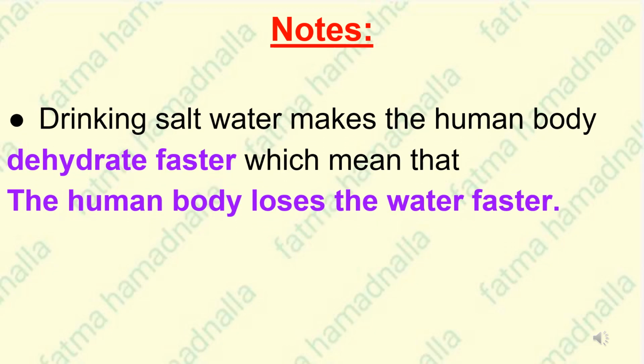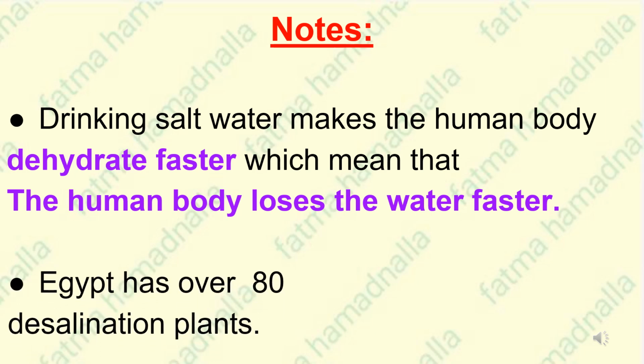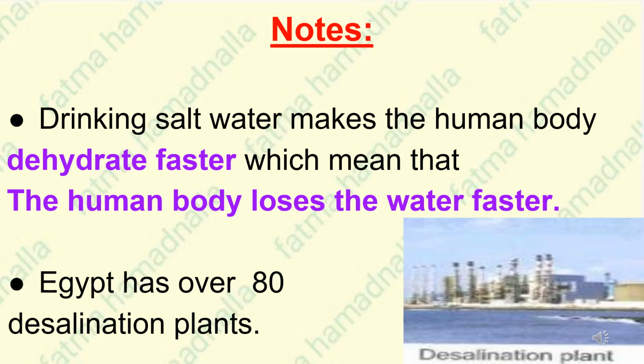Finally, here are some notes about that. 1. Drinking salt water makes the human body dehydrate faster, meaning that the body loses water more quickly. 2. Egypt has over 80 desalination plants. Okay?